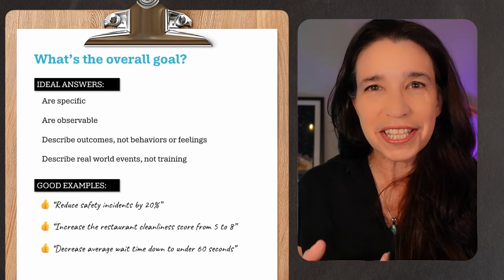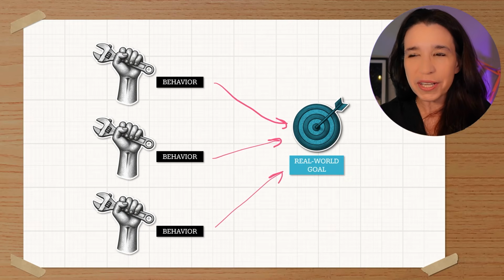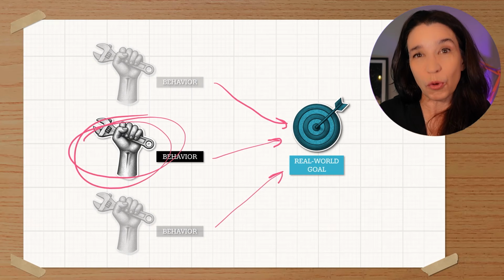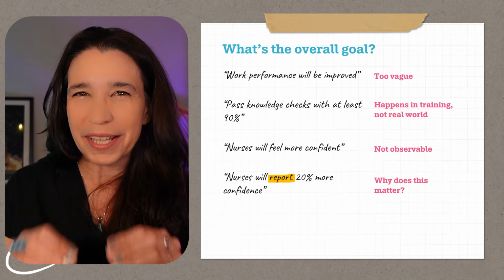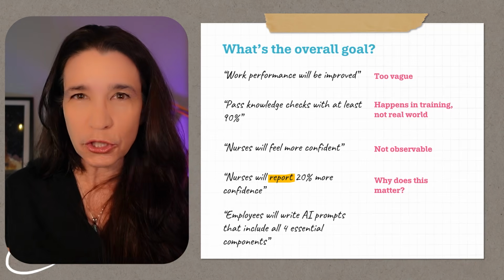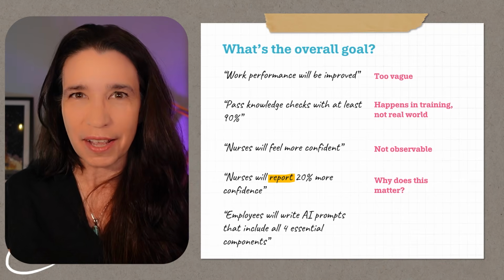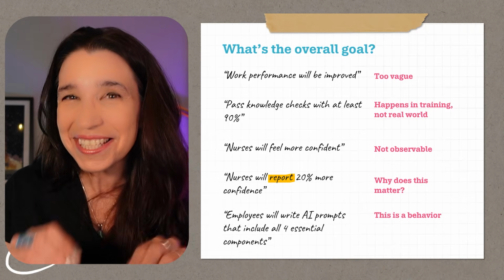The point of having this goal is that as you come up with more and more learning activities, you can evaluate which one is going to make the biggest difference to that actual result. And that leads us to another example which is close but will come back to bite you later. Employees will write AI prompts that include all 4 essential components 100% of the time. That's pretty good. It's observable, it's real world, but the problem is that this is a behavior.